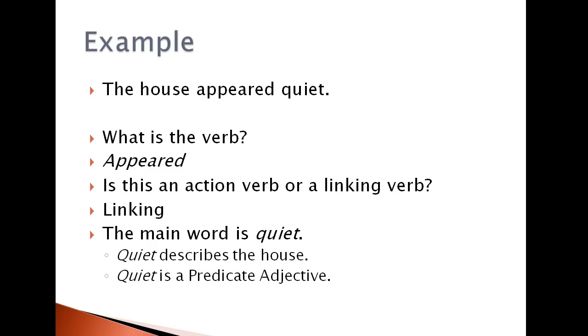So now we ask the question, what's the main word after the verb? Well, the only word is quiet. The question is, what's the simple subject? Well, the simple subject is house. Does the word quiet describe the house? Yes. Since predicate adjectives describe the simple subject, and because house is the simple subject, quiet describing house means that quiet is a predicate adjective.